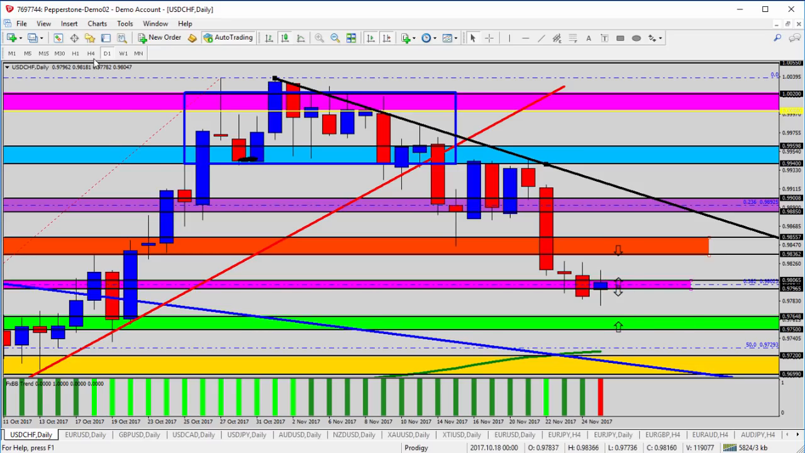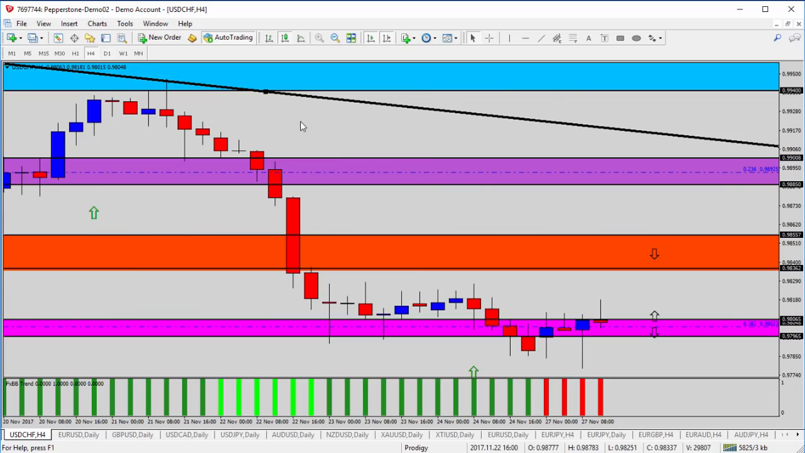Take it down to the 4-hour time frame. That's not really going to change a whole lot. You can see it's just been toying around really since last week, toying around with this pink zone. At least at this stage of the game, I don't really have any interest in trading it until or unless it breaks out of this pink zone.